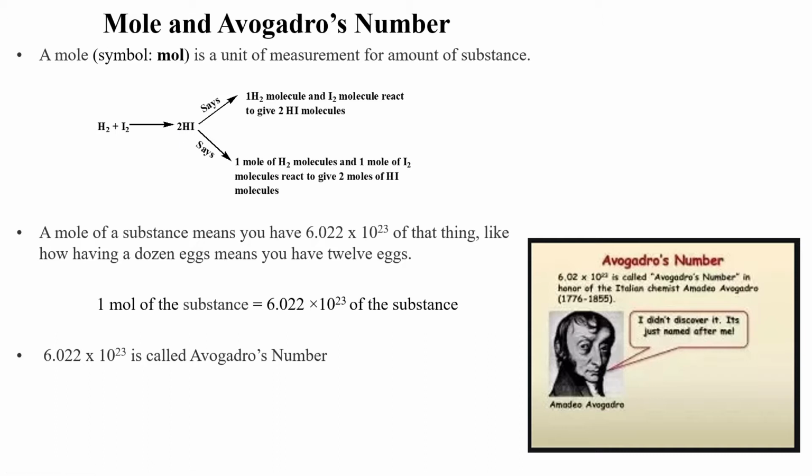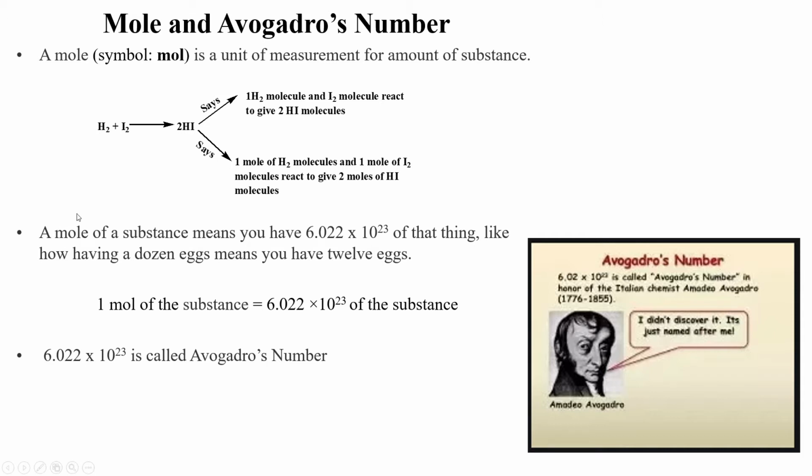Now, what is this mole? The symbol for mole is just mol. So a mole is a unit of measurement for amount of substance. It is an SI unit, and we use it to represent the amount of substance. In quantitative terms, a mole of a substance means you have 6.022 times 10 to the 23 of that thing. You can consider it like having a dozen eggs, means you have 12 eggs. So just treat this word mole as a dozen. It will be very easy to understand.